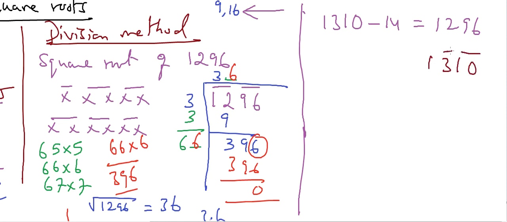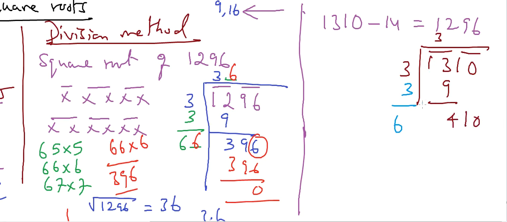Okay, from right to left, 2 digits. So again, what is the square number within 13? 4 into 4 is 16, it's more than 13. So 3 times 3 is 9. Remainder 4. So the next group, bringing it down, it becomes 410. And when we add the last digit of the quotient, 3, so 3 plus 3 is 6.